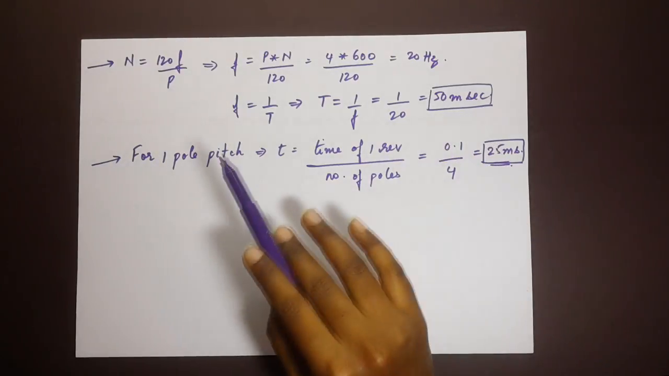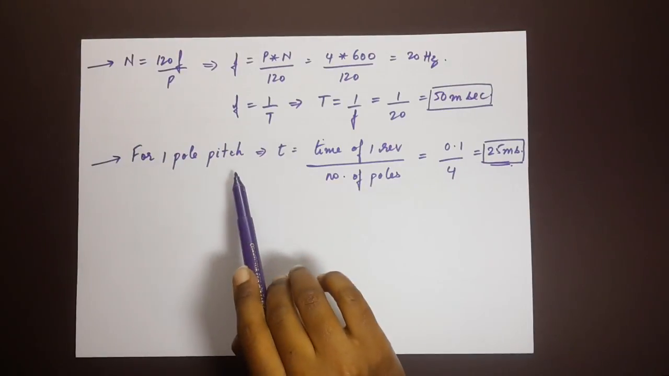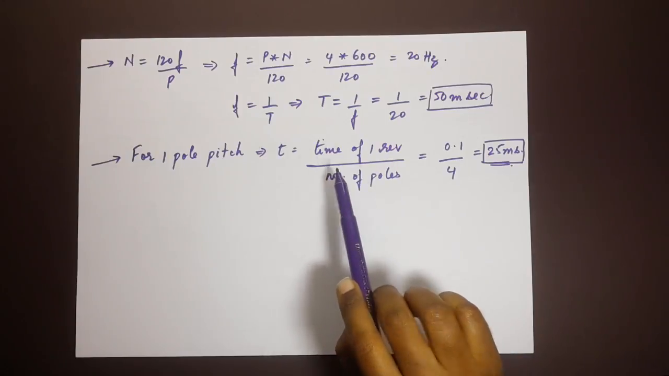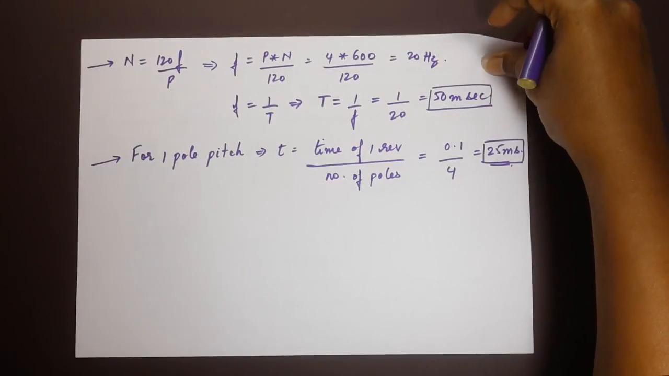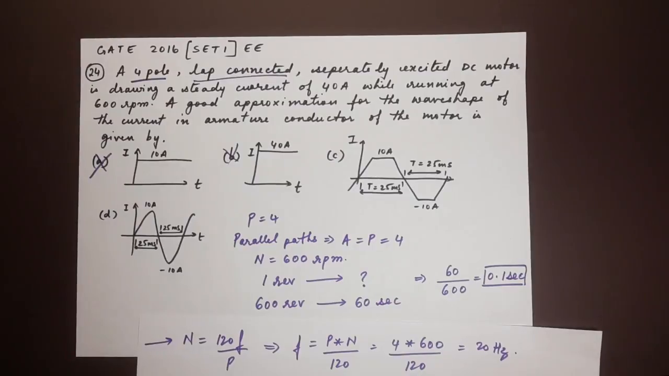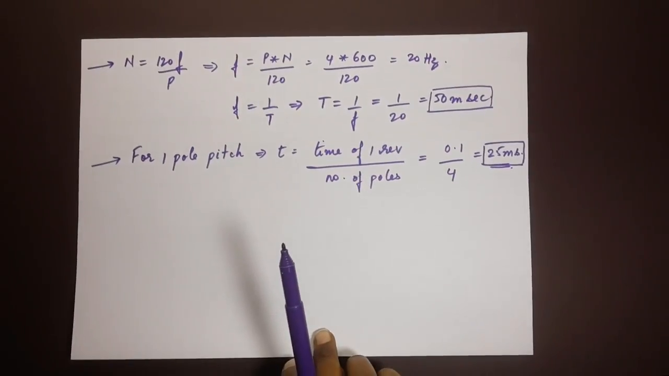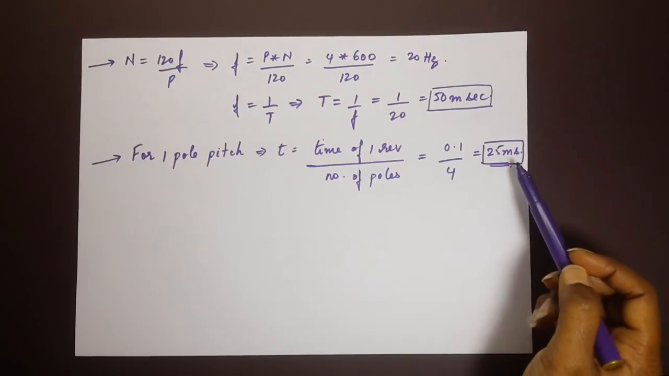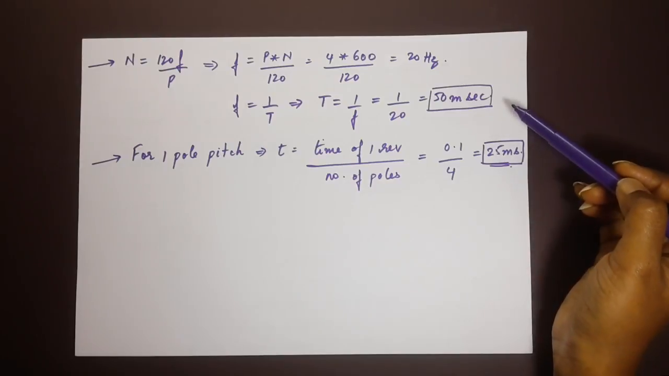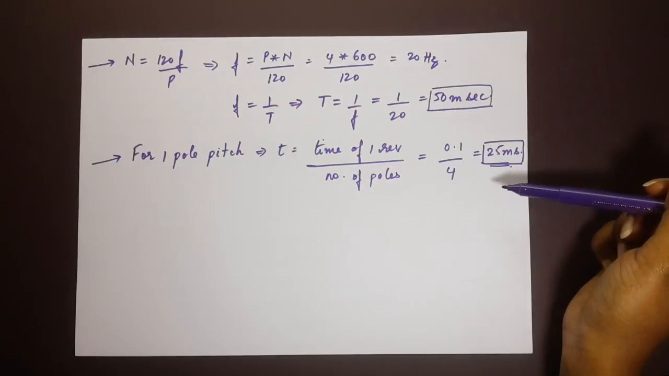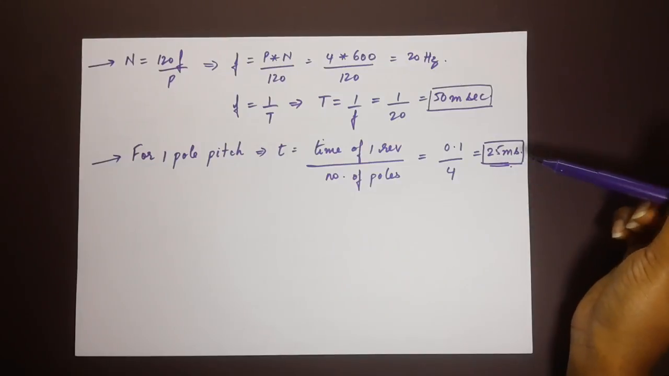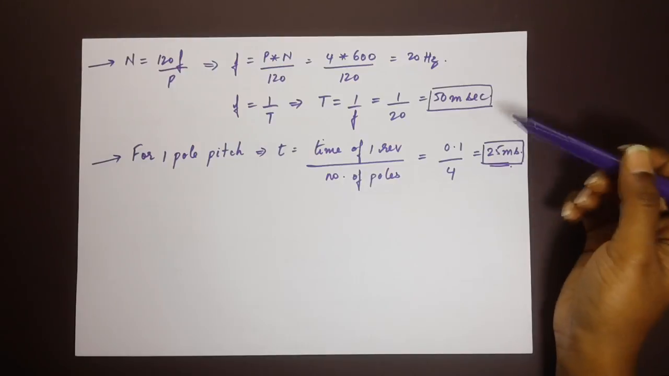Now the next method is to calculate the pole pitch. For 1 pole pitch, the time period is the time of 1 revolution divided by the number of poles. In the previous part we found out the time of 1 revolution. Let me just show that to you. Over here, 1 revolution is 60 by 600, which is 0.1 second. If we substitute the values here, T equals 0.1 divided by 4, that's 25 milliseconds. So either you can find out the time period of 1 complete cycle, or the time period of half a cycle. That's 50 milli and 25 milli. Once you find out half a cycle, you can easily tell that one full cycle is twice this amount. So these are the two ways.